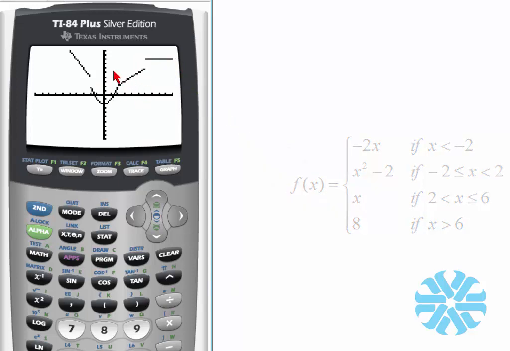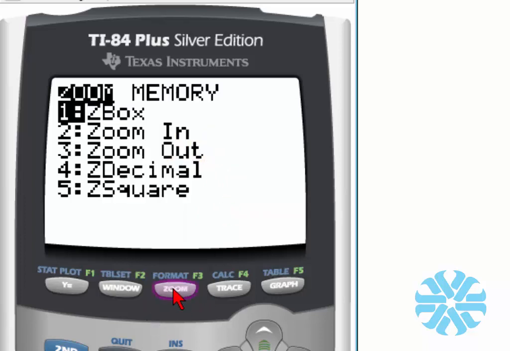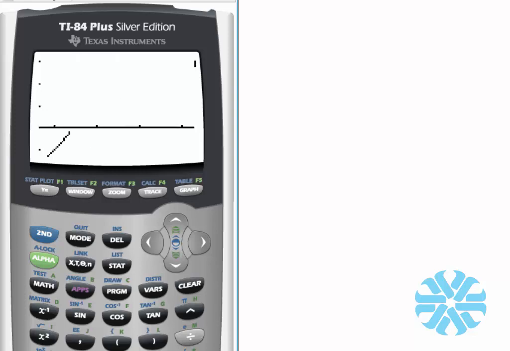The one thing I want you to notice here, and it looks like in this area right here that there's no connection, and there actually is. So the first thing I want to do is do a zoom box. So I select zoom and then number 1, and I'm going to create a box around this particular area right here. So select enter, then move the cursor down. So I'm forming the box, and select enter. And I'm just doing this to show you that these two functions are indeed connected.